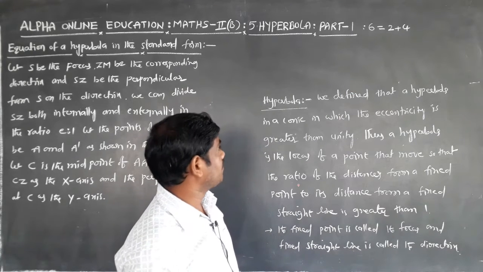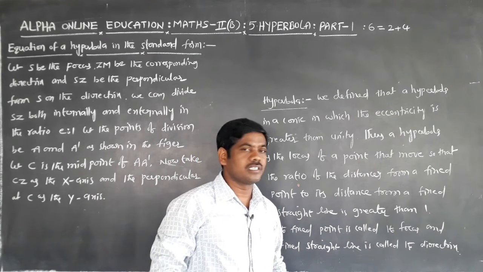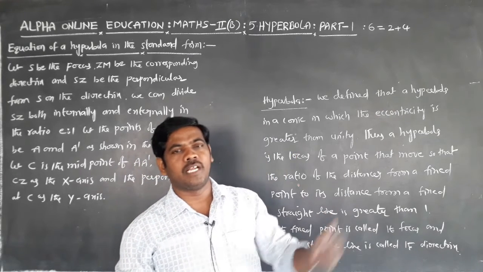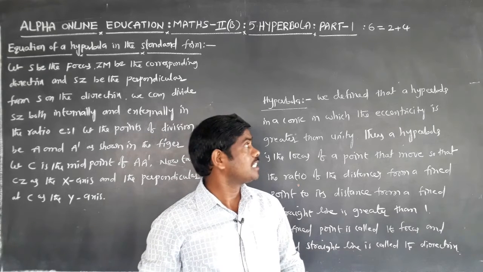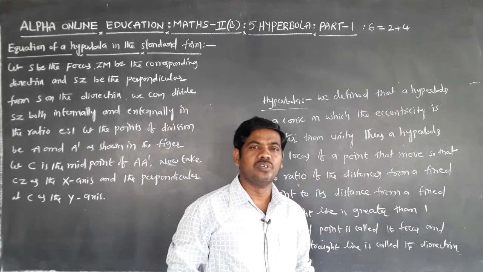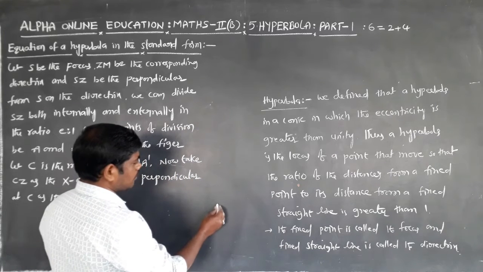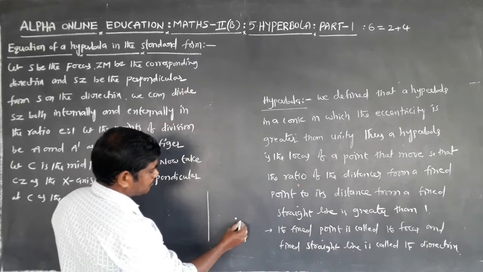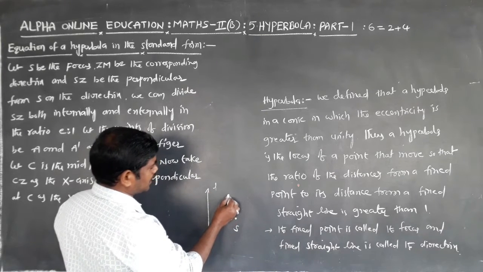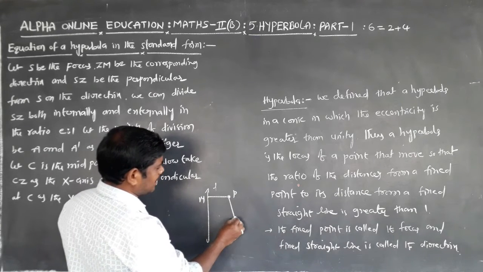First of all, the definition of the hyperbola. For that, we first discuss the conic. The locus of a point that moves in a plane such that its distances from a fixed point and a fixed straight line are in a constant ratio is called a conic.